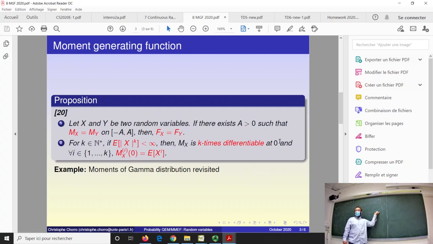What is the derivative of this one in t? X exponential tx. I compute the derivative with respect to the variable t. And what happens at 0? And this is the intuitive proof of this kind of result.